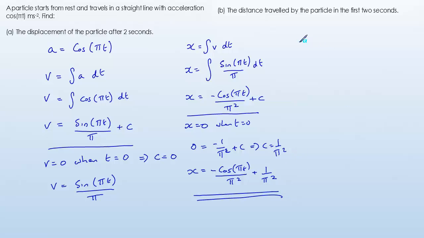Now what we're asked for is x of 2. So that's going to be negative cos 2 pi over pi squared plus 1 over pi squared. Cos of 2 pi, same as cos of 0, is 1, so that's negative 1 over pi squared plus 1 over pi squared, which is 0. So at 2 seconds, it's back at the start point.